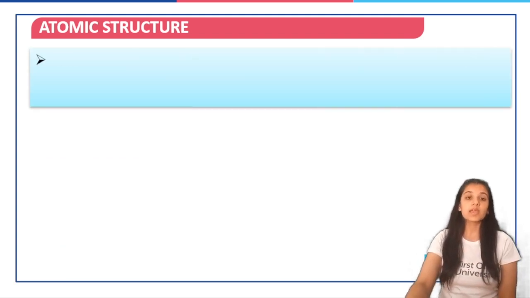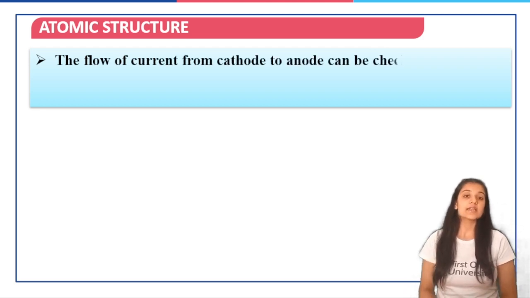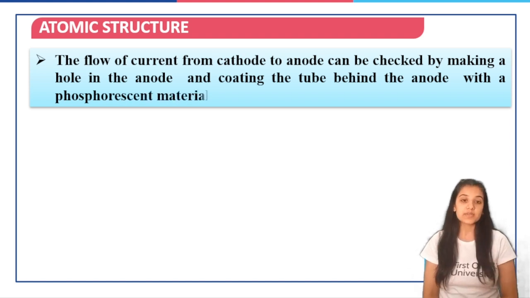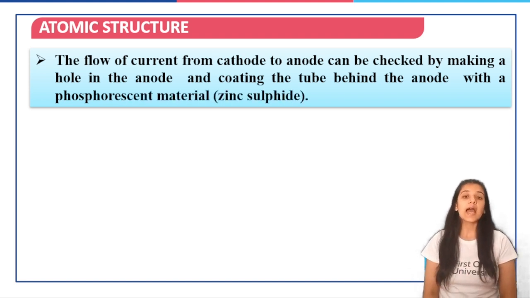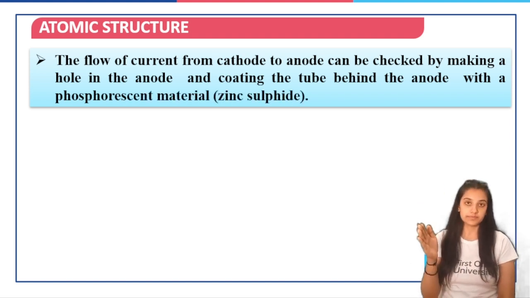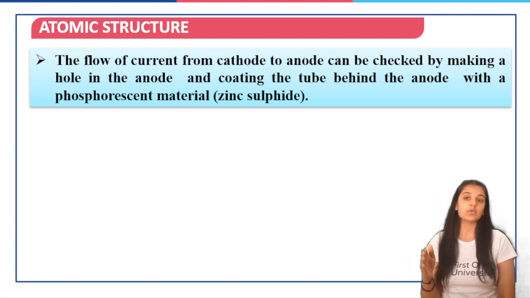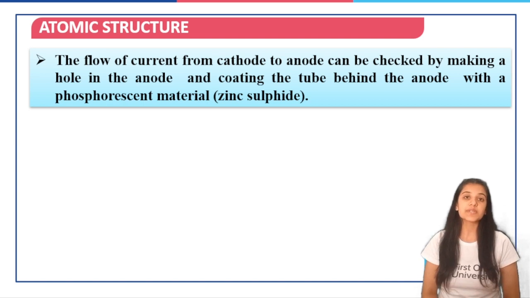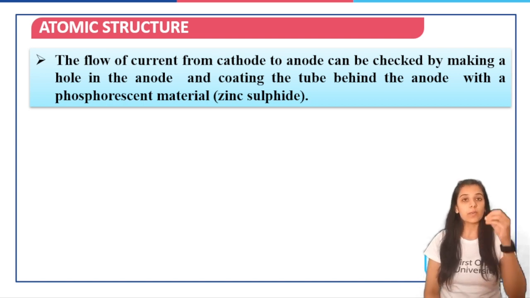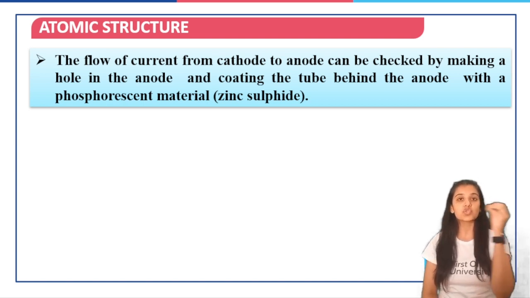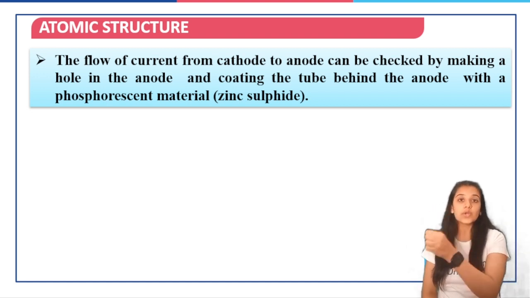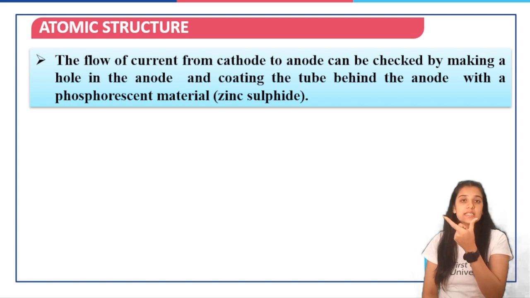The next thing is that when the flow of current takes place from the anode to the cathode, it can be checked by making holes in the anode and coating the area behind the anode with a phosphorescent material. When these cathode ray particles strike this phosphorescent screen through the perforated anode, they are going to produce a scintillation. Now what is a scintillation?